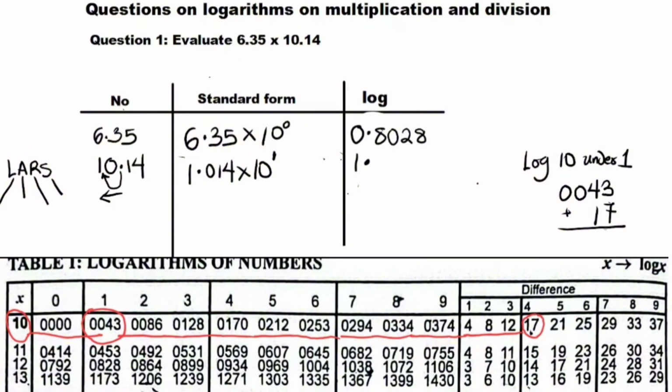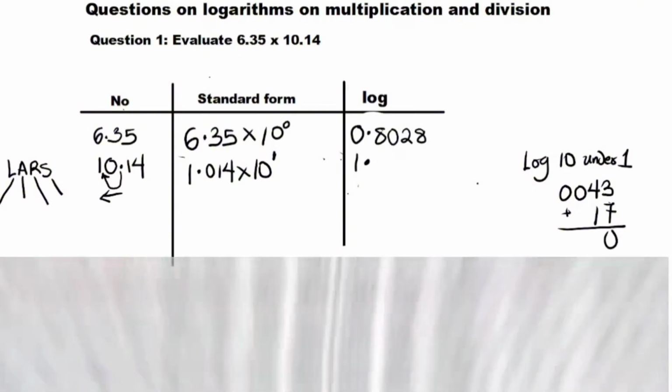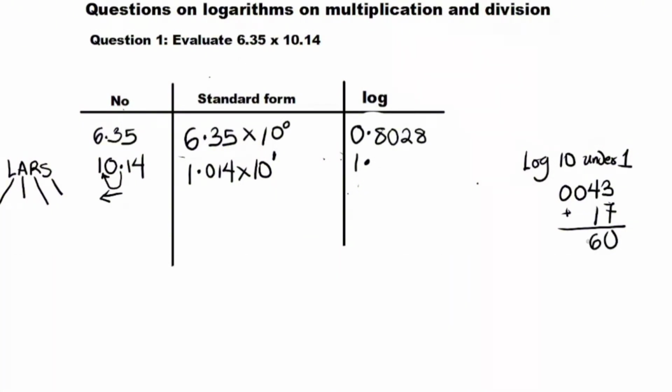So we add it up. By addition, this is 0. 4 plus 1 is 5, plus that one is what? 6. And then we have 0 0. So if we add that here, it's going to be 0 0 6 0, right?